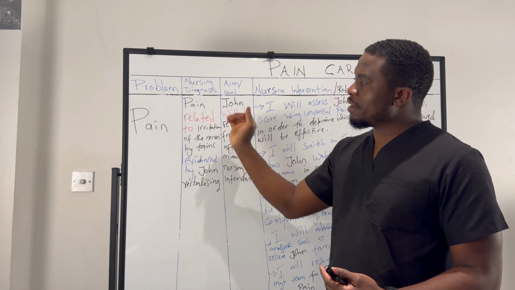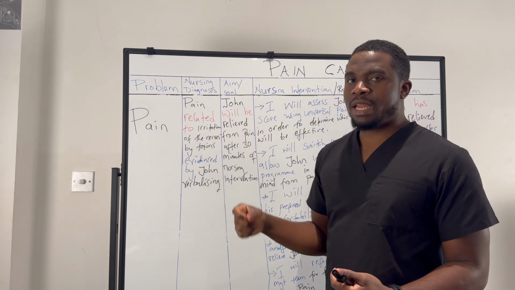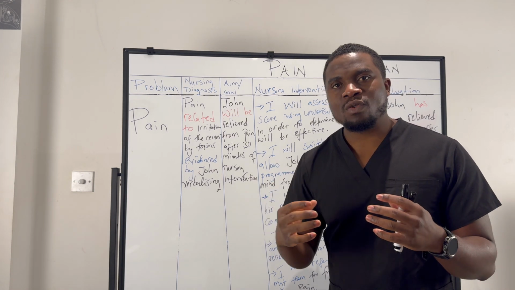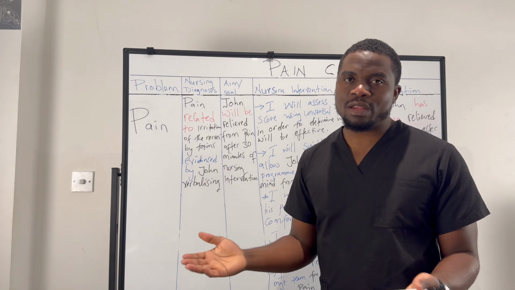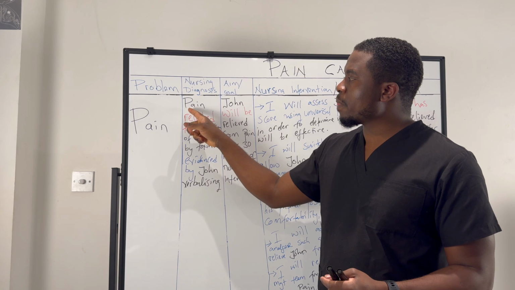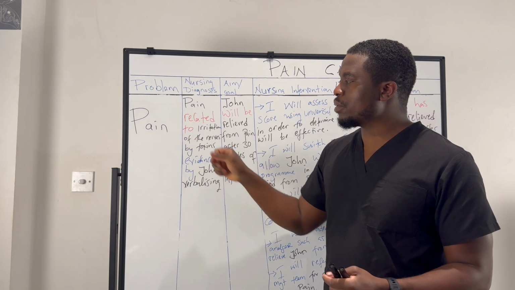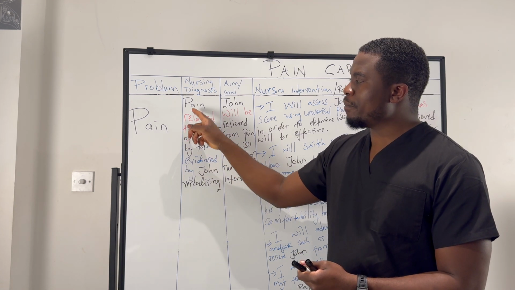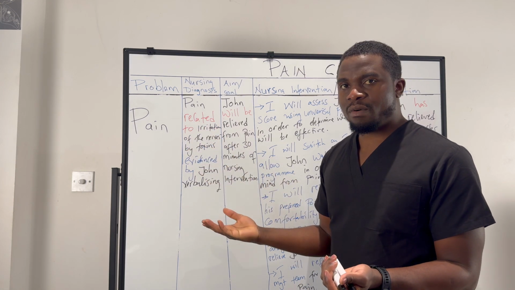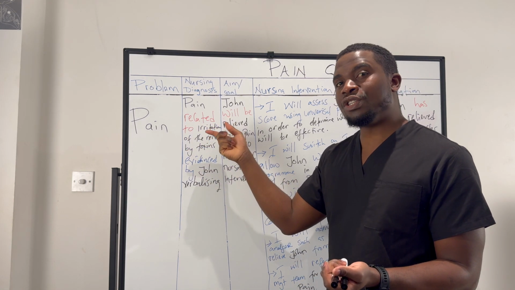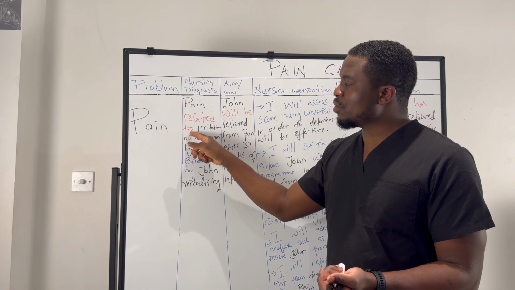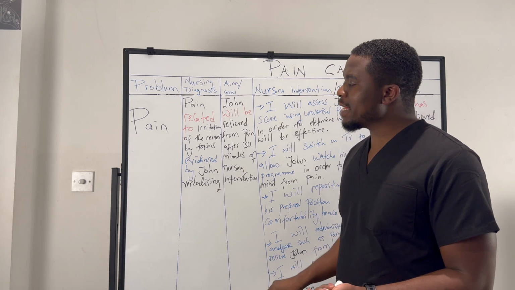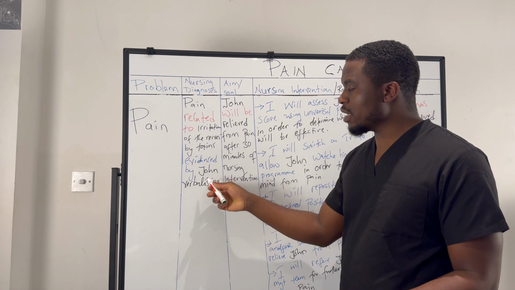So for the nursing diagnosis here, you explain how this pain is coming about, and you also give a reason that explains why or how you have seen that this patient is complaining of this problem. So we say pain related to, and you begin to explain. If you want, you can say pain due to, whichever one you prefer. You can say related to or due to. So: pain related to irritation of the nerves by toxins, evidenced by John verbalizing.